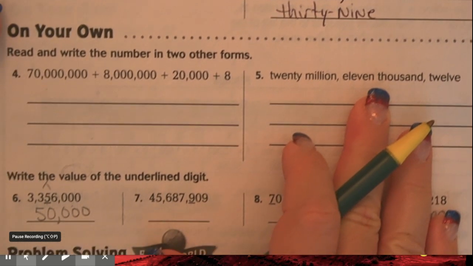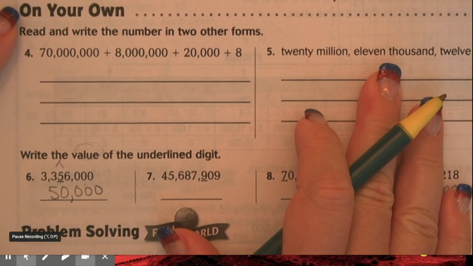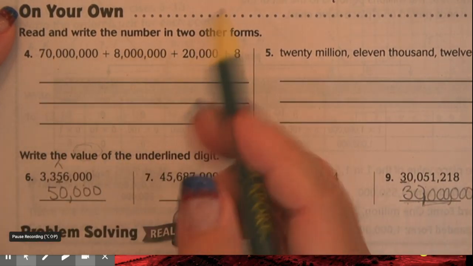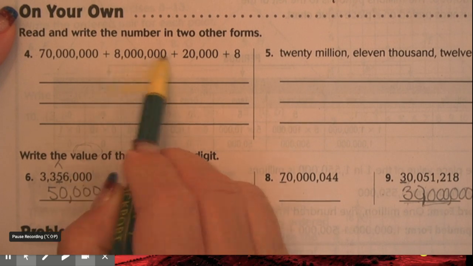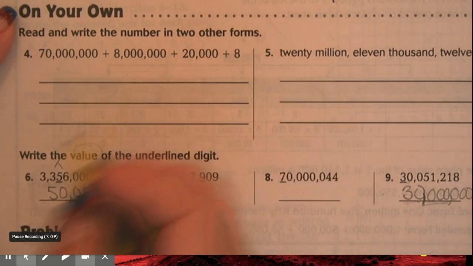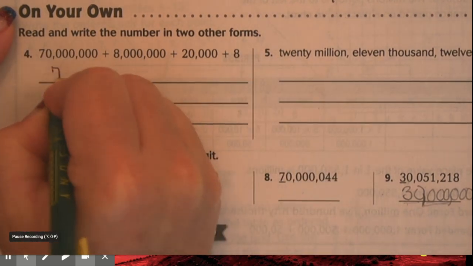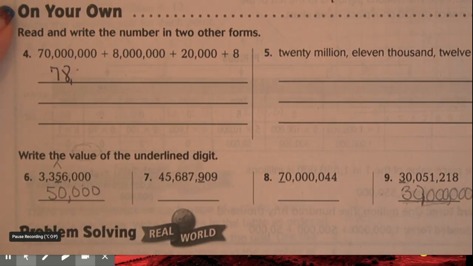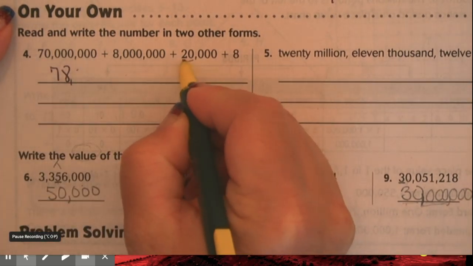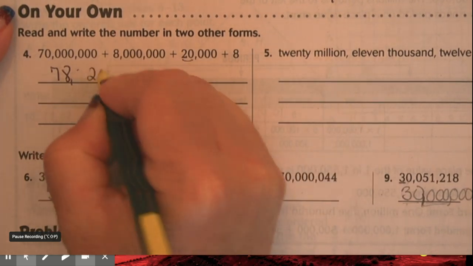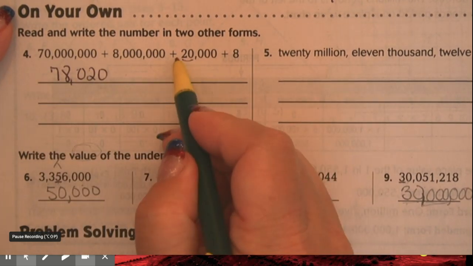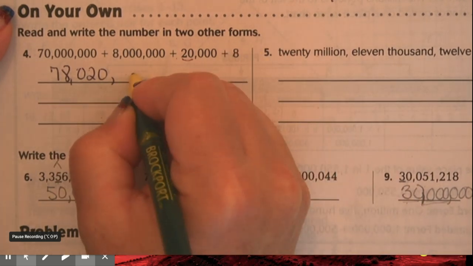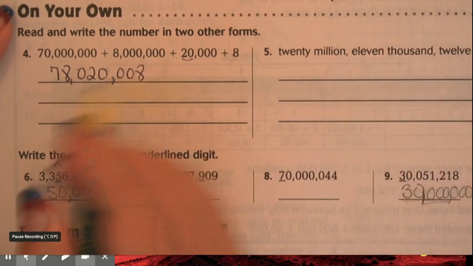And then the next one, we have 70 in the millions house. We also have an 8 in the millions house. So this is going to be a 78. Then we have a 20 in the thousands house, which means there's no hundreds. And then we just have an 8 in the ones period here. So just an 8. And all the rest is zeros.